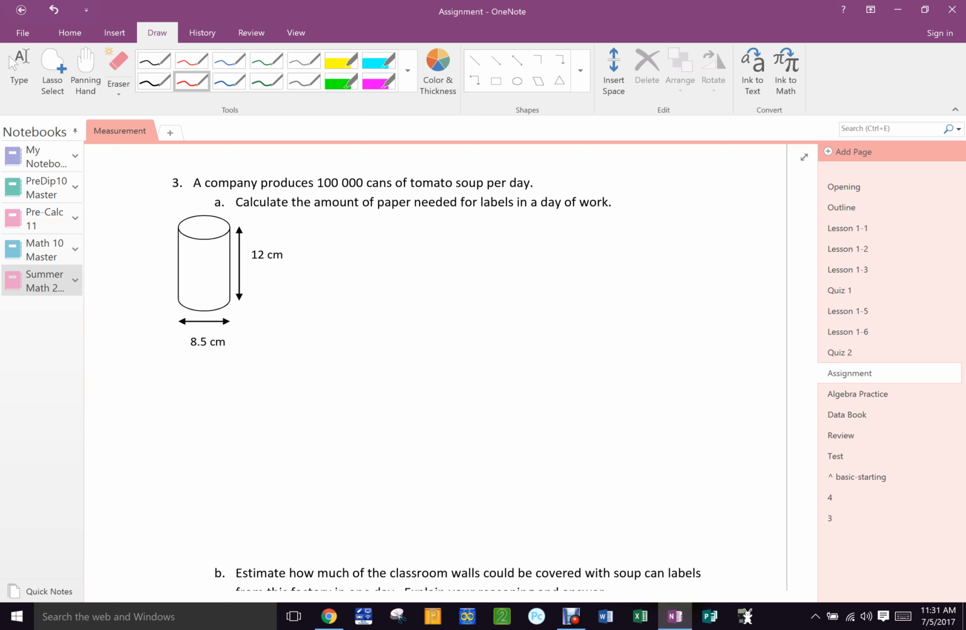Wait, so the whole can is covered? You've seen soup cans. I know they're not fully covered. That's the point. What? You're exactly right, Brooklyn. You have picked up the trick in that question. Without even knowing it, you've picked up the trick in that question.